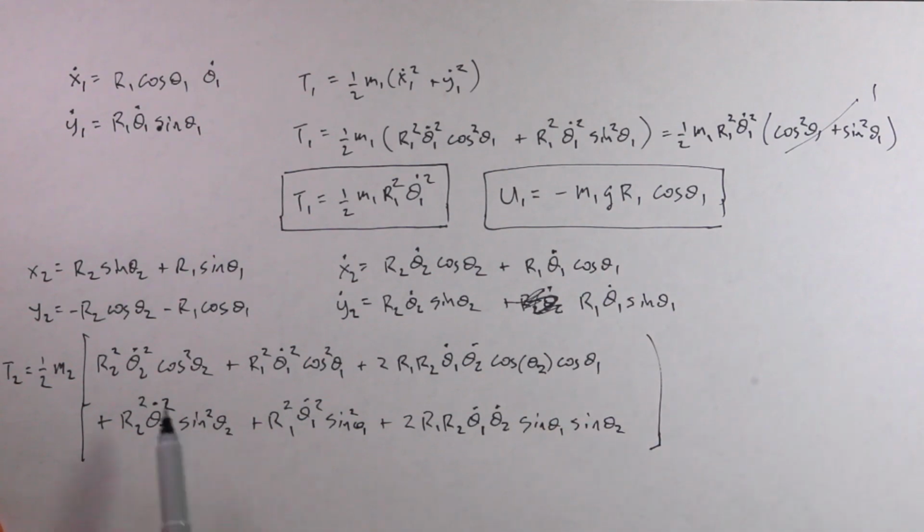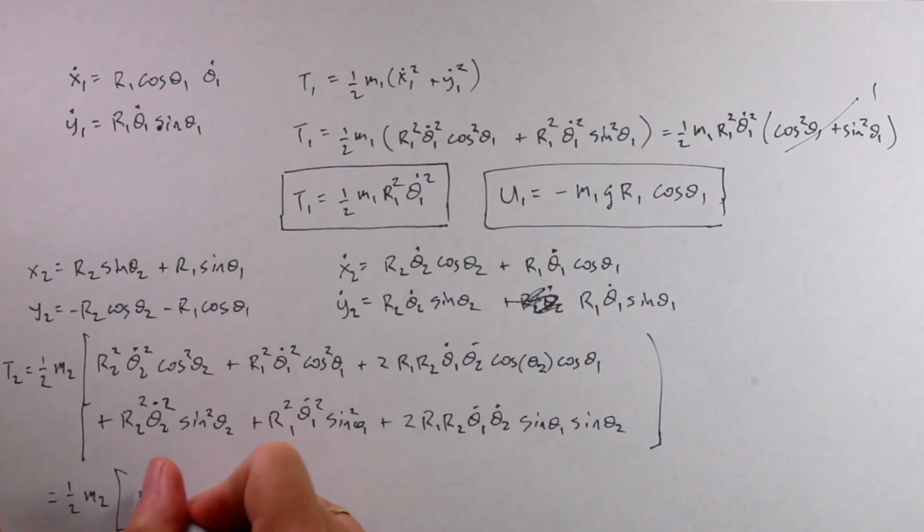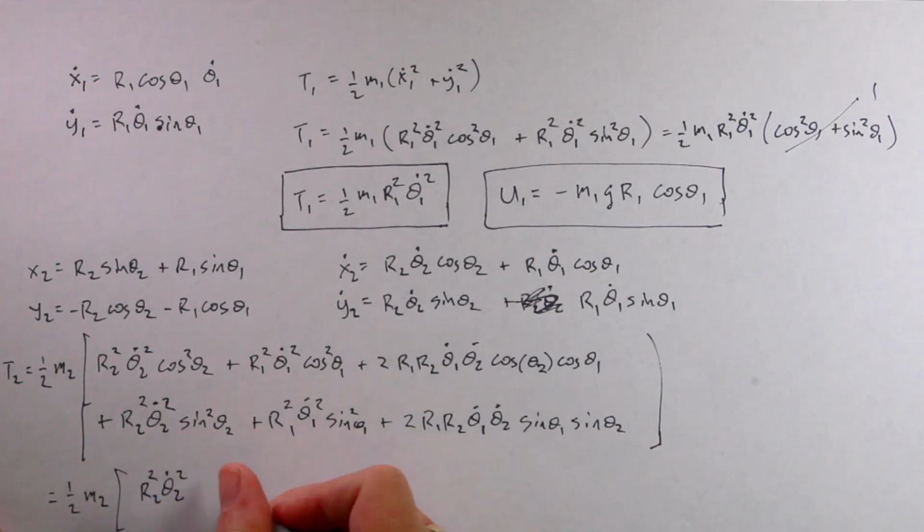Okay, so you can see that we get the same thing happening with the sines and cosines. Here I have cosine squared theta 2, sine squared theta 2. And so when I factor out the R2 squared theta 2 dot squared, then I get cosine squared plus sine squared is 1. And the same thing's true over here. Okay, and then I still have this term, which I'll have to simplify. But let me write that out. So I'm going to get equals 1/2 m2 R2 squared theta 2 dot squared plus R1 squared theta 1 dot squared. That took care of all these two terms.